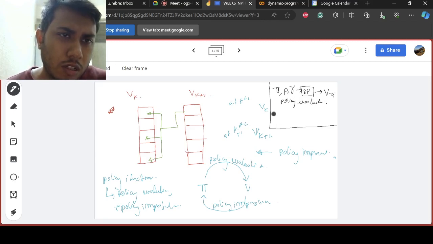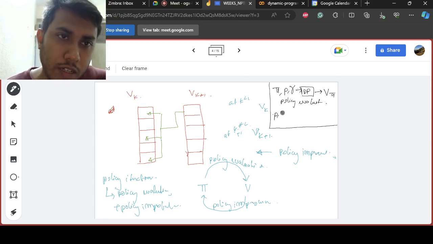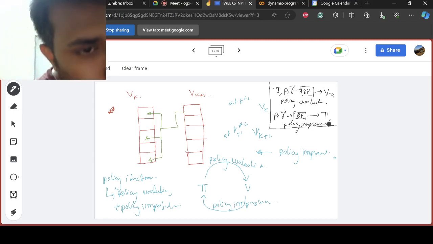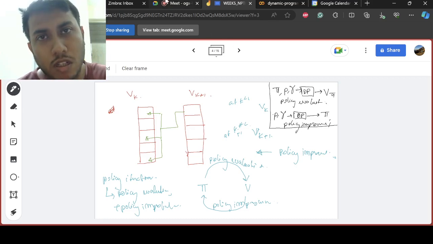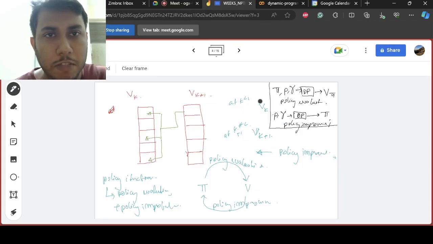Now if you give p and gamma to the DP, you will get pi, so that is your policy improvement, right? So what we need is, what is pi? Pi is the policy.